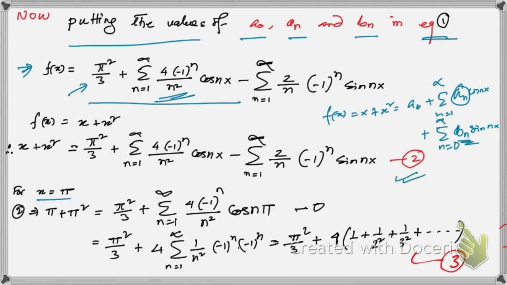And if you put x is equal to pi, so this x will be replaced by pi, and this x will also be replaced by pi, and sin n pi will be 0, so this term will be 0, and we have got this result, right? Now you see here, cos n pi is nothing but minus 1 to the power n, and there is again one more minus 1 to the power n, so the product of these two will be plus 1 definitely, right?